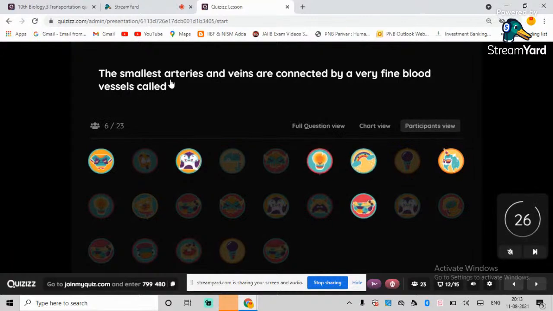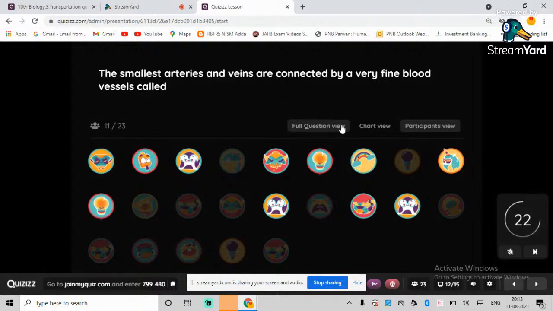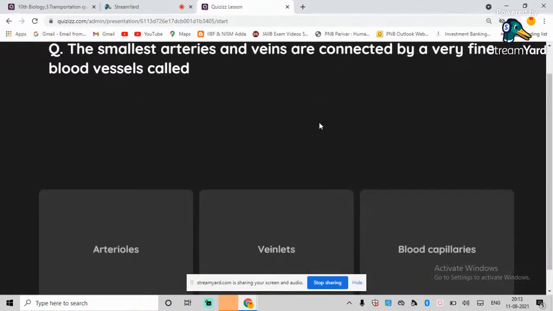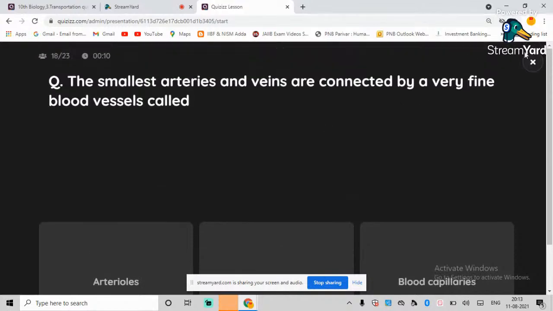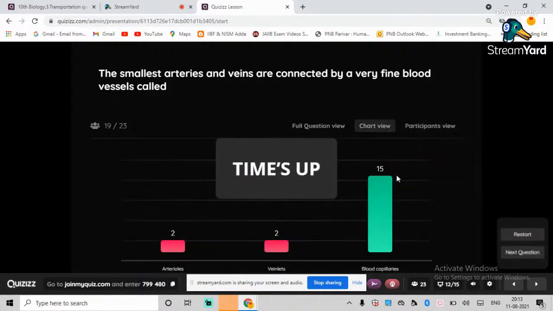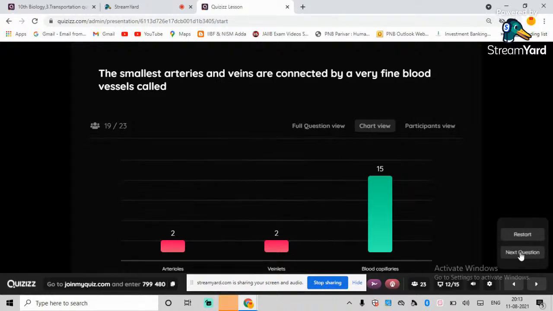So the 12th question is: the smallest arteries and veins are connected by very fine blood vessels called arterioles, veinlets, blood capillaries. Time's up. So the correct answer is blood capillaries. Let's move on to the 13th.